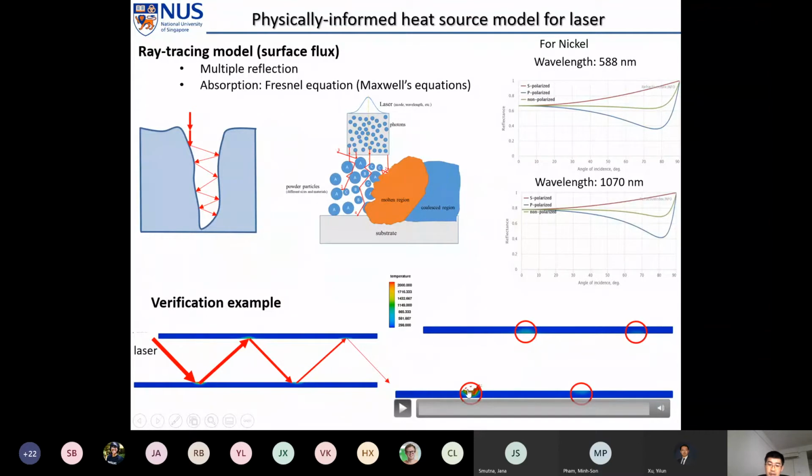because, for example, in the first reflection, the energy absorptivity is 30%. So 70% comes to the second reflection point, and 30% of the 70% gets absorbed here. So it is lower here, and even lower here. This model shows that our ray tracing model for the laser can well trace the laser and also calculate the energy absorptivity.